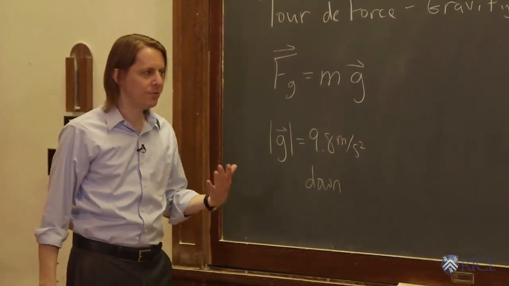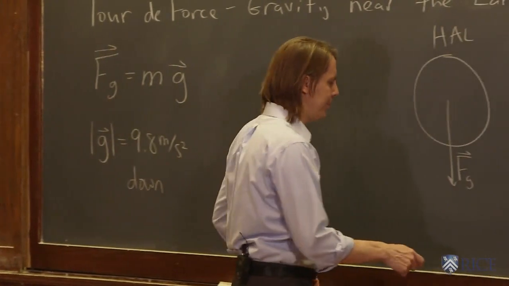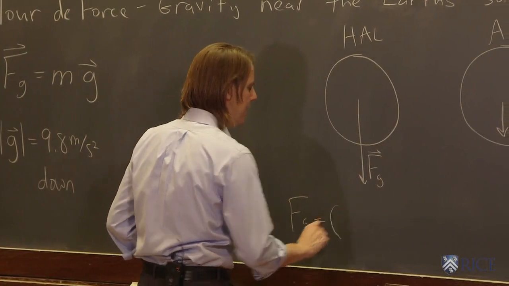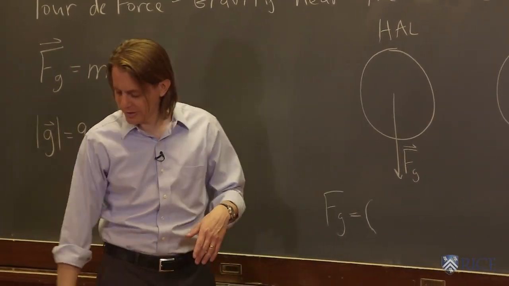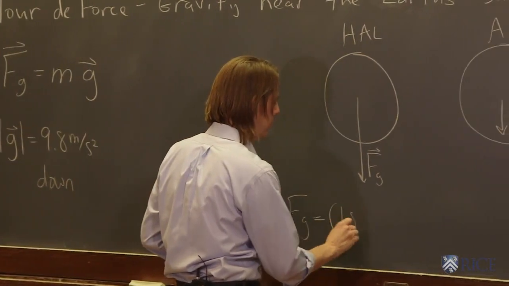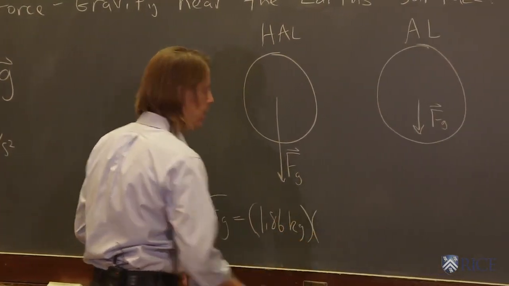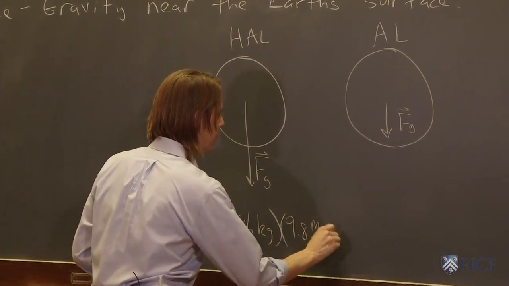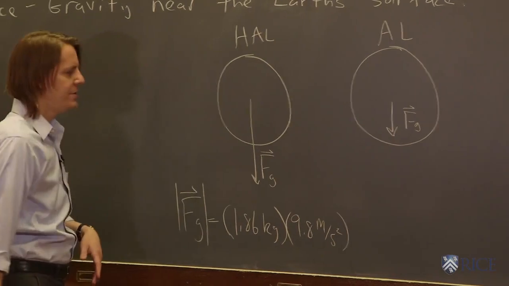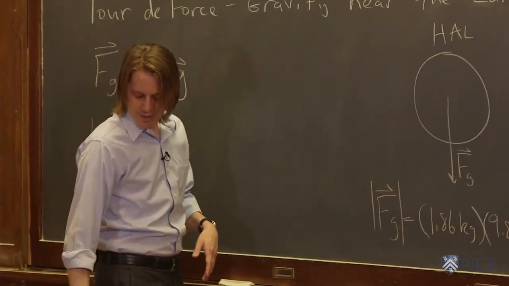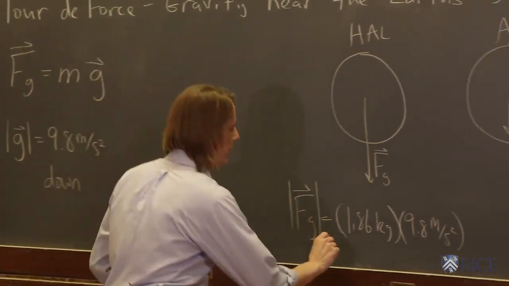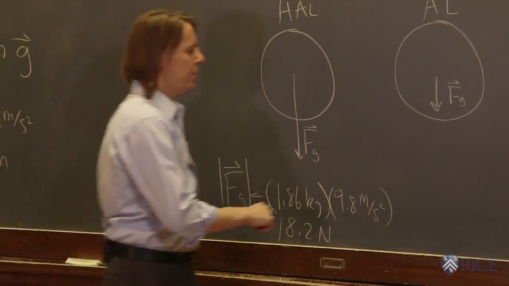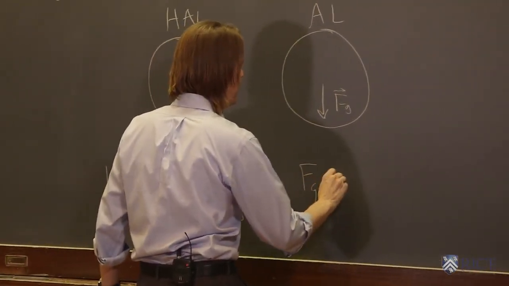But let's go look and see what the actual forces were when we dropped those masses. So Fg here is m, the mass of HAL, which is a pretty big piece of steel. It's 1.86 kilograms times 9.8 meters per second squared. Right, and we mean the magnitude of Fg. And what does that give us? It gives us 18.2 newtons. I've run out of room. 18.2 newtons.